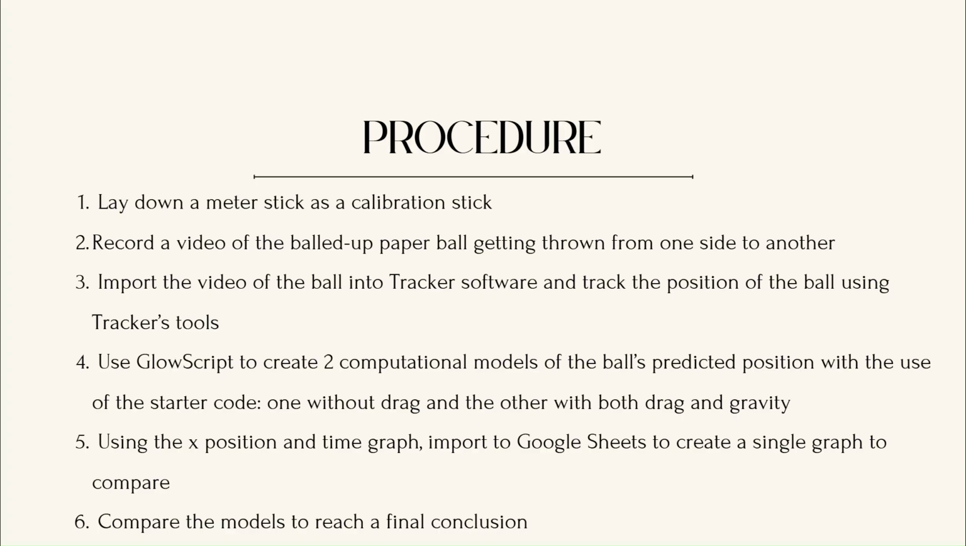Here's our procedure. First, we'll lay down a meter stick as calibration. With the calibration stick, record a video of the balled up paper ball being thrown from one side to another. Import that video into Tracker and track the position of the ball using Tracker's tools. Use GlowScript to create two computational models of the ball's predicted position with the use of the starter code, one without drag and one with both drag and gravity.